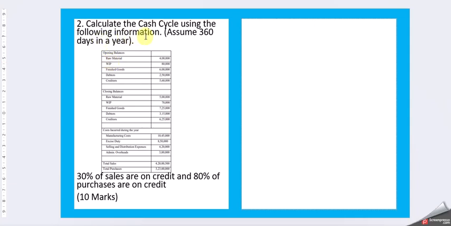Question 2. Calculate the cash cycle using the following information. Assume 360 days in a year. 30% of sales are on credit and 80% of purchases are on credit. So this is the data provided.